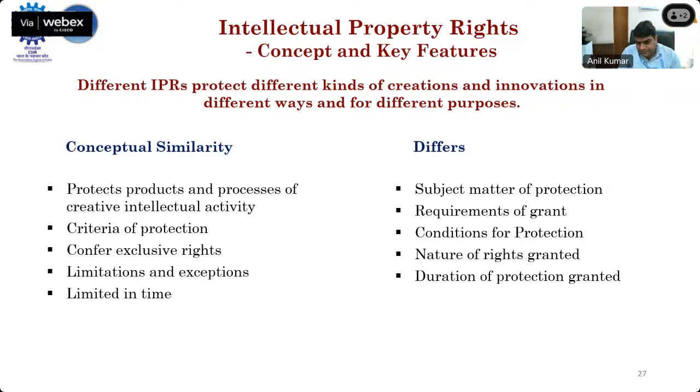is also different. If you talk about the duration, patent protection is for 20 years, copyright is for 60 years after the death of the author, starting from the first day of the next year. And trademark law gives 10 years, which can be further renewed for 10 years. So the duration of the protection is completely different. It depends on the nature of the product.